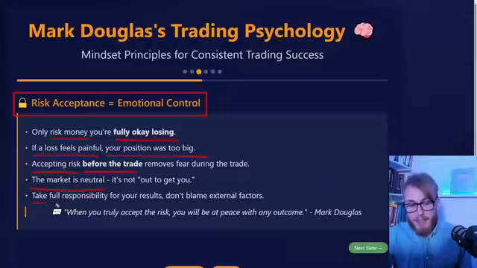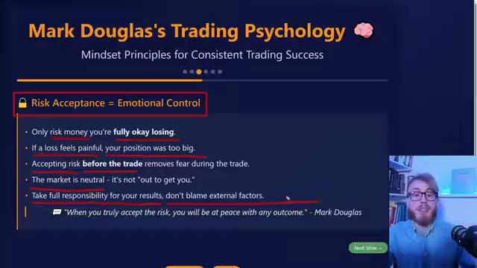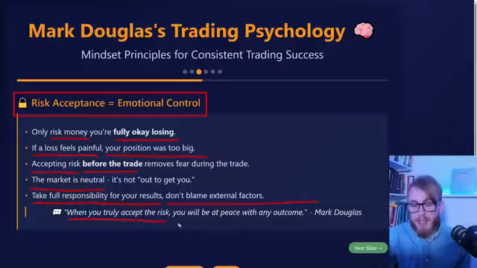And this leads into taking full responsibility for your results. Don't blame external factors. Don't blame the market. Don't blame anyone else than yourself. And this is a good quote. When you truly accept the risk, you will be at peace with any outcome.